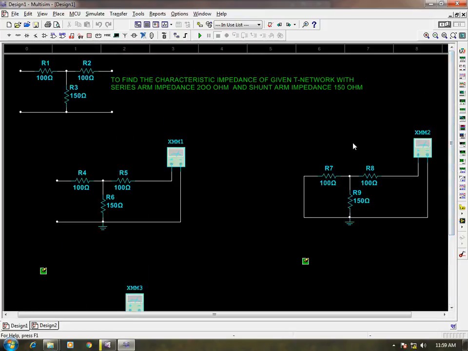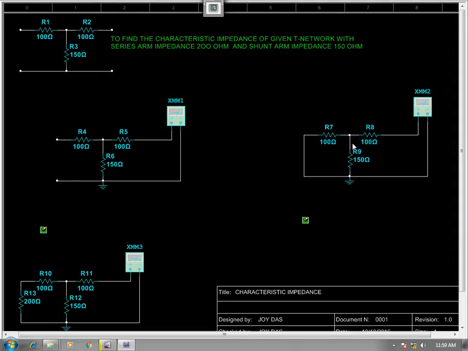How? I will explain. First, I have taken this simple T network of series arm impedances of 100 ohms and 150 ohms. Now, what is the problem statement? The problem statement is to find the characteristic impedance of a given T network with series arm impedance of 200 ohms and shunt arm impedance of 150 ohms.